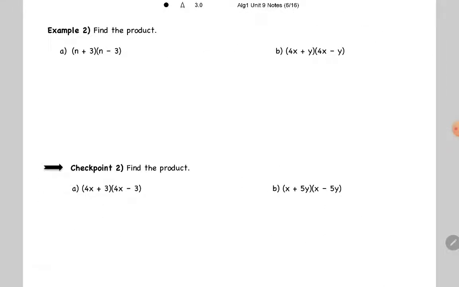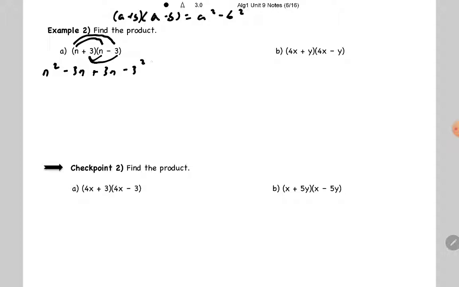Okay, n plus 3 times n minus 3. If you remember the formula, if we have a plus b times a minus b, that's equal to a squared minus b squared. But let's go ahead and FOIL it to make sure. N squared, outside numbers is minus 3n, inside numbers plus 3n, last numbers is minus 3 squared. So this is going to be n squared minus 9.